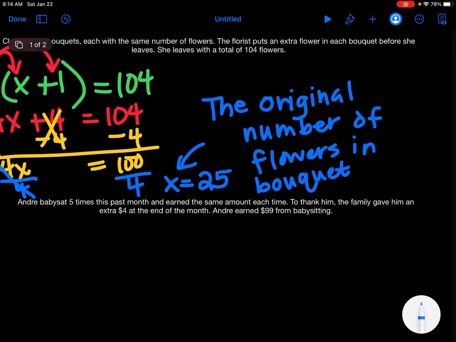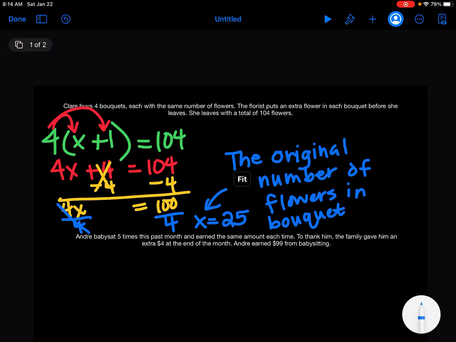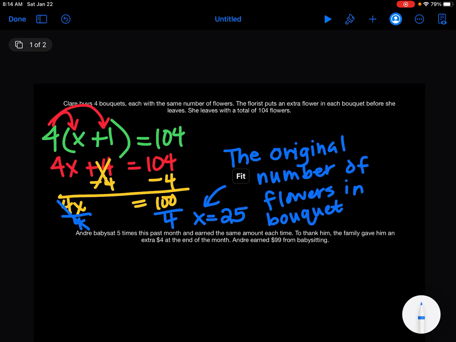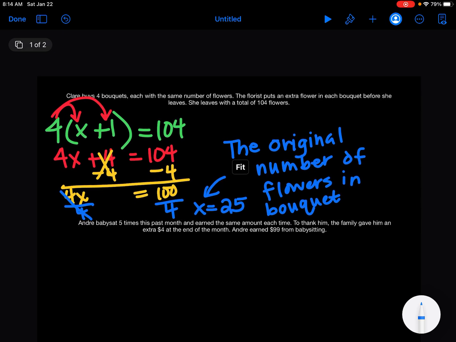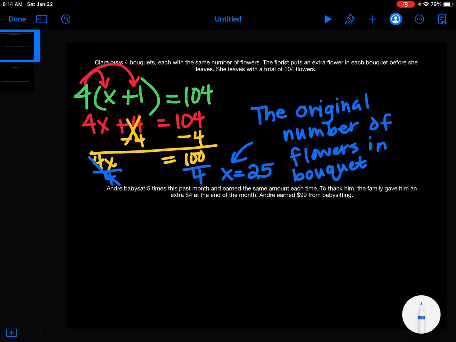And I know that because if I go back, it says Claire buys 4 bouquets, each with the same number of flowers. So that was the beginning. That's where I started. Then they put the extra flower in. So that's what X is, the original bouquet. Then they put the extra flower in. So the 4 represents the 4 bouquets. The X represents the original number of flowers in each bouquet.